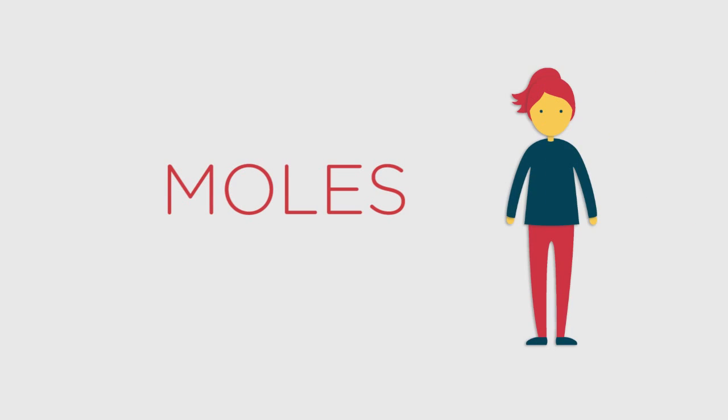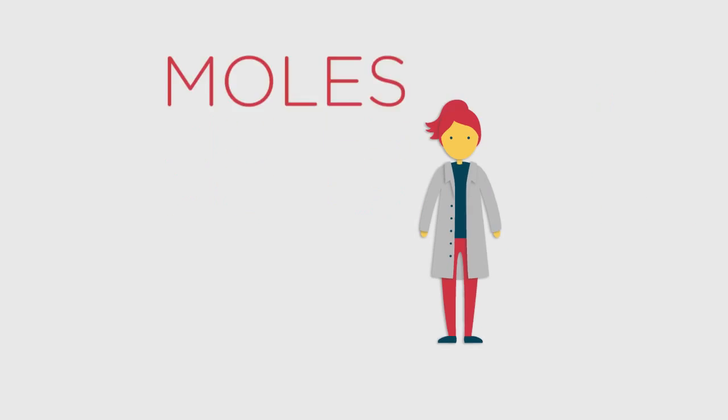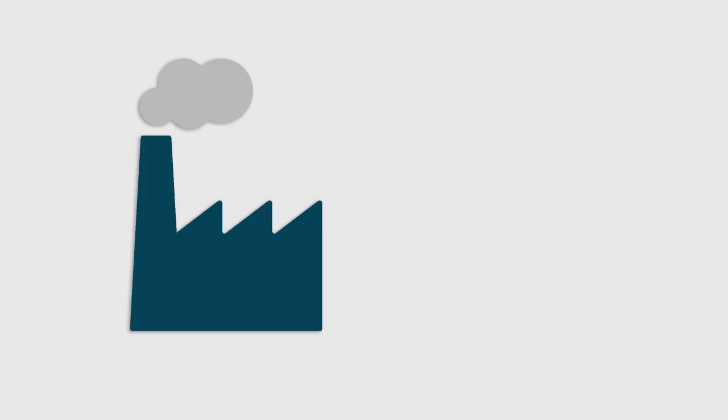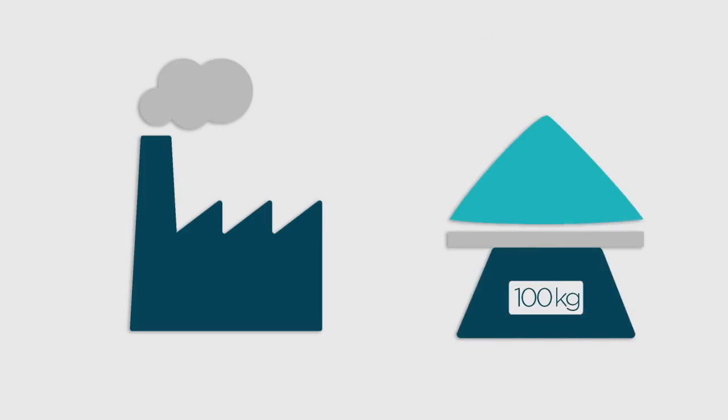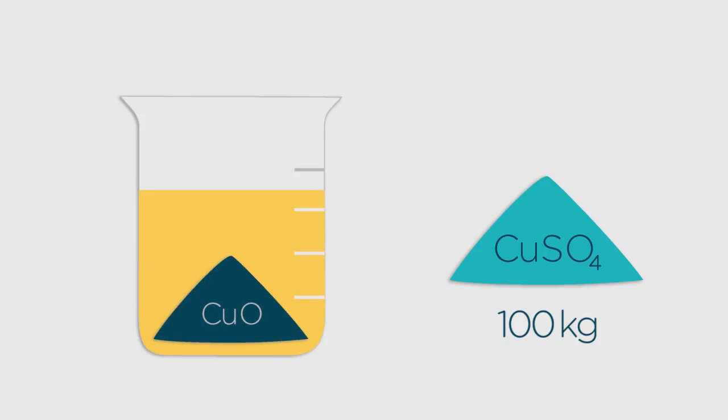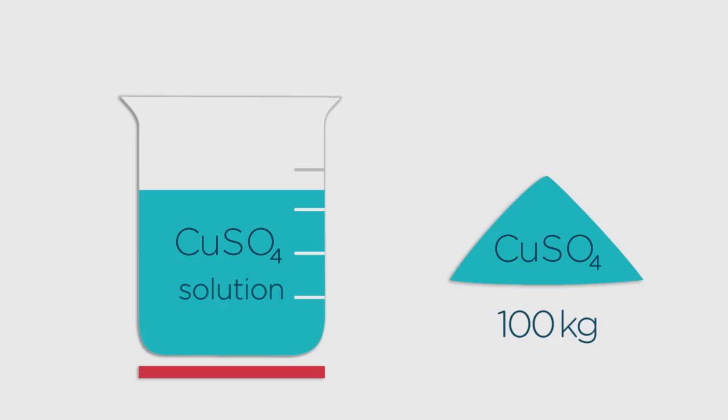Why are moles so important for chemists? Well, imagine you're one yourself and you work in a chemical plant. One of your customers has ordered 100 kilograms of copper sulfate crystals. To deliver this, you need to dissolve copper oxide in hot sulfuric acid. This will produce copper sulfate solution from which we can get the blue hydrated copper sulfate crystals that you might be familiar with.